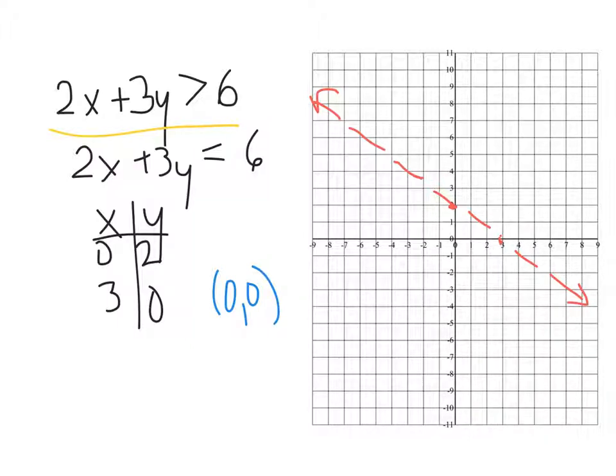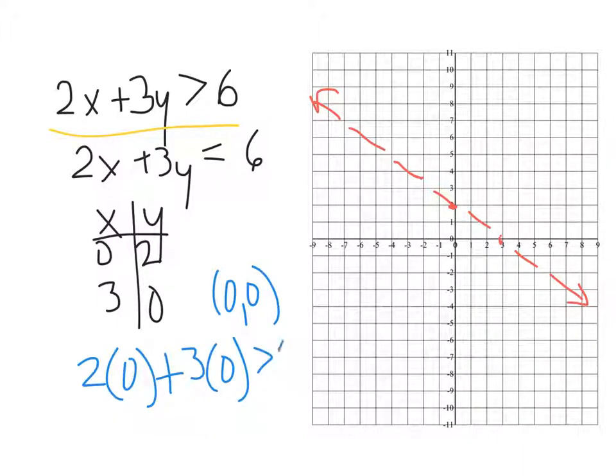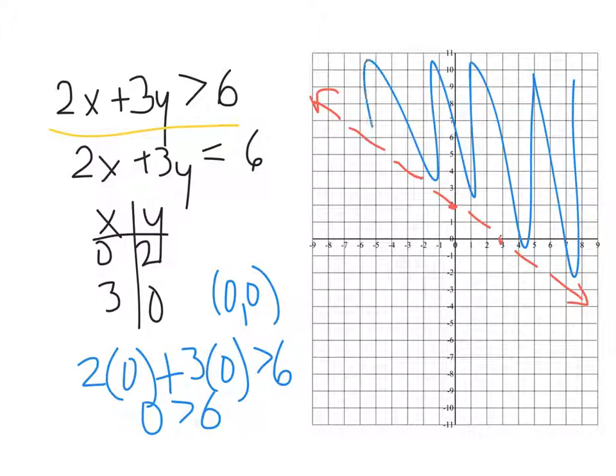So here that's going to be 2 times 0 plus 3 times 0 is greater than 6, so that's going to be 0 is greater than 6. So that means everything on the 0, 0 side is not a solution, so that means everything on the other side is a solution.